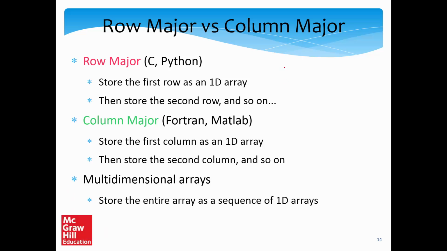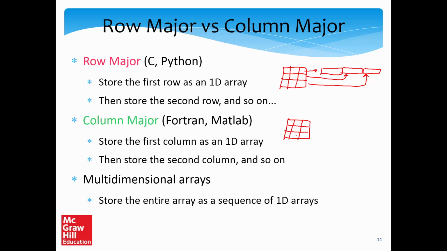Let's assume that this is a 2D array with rows and columns. A 2D array is a matrix. What we do in a row major scheme is that we first store the first row. Then we store the integers belonging to the second row. Then we store the data belonging to the third row. The other scheme called column major, which is followed by programming languages such as Fortran and MATLAB, actually stores the first column, then the second column and so on.